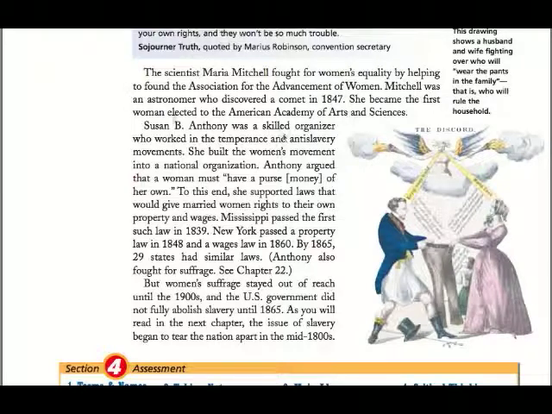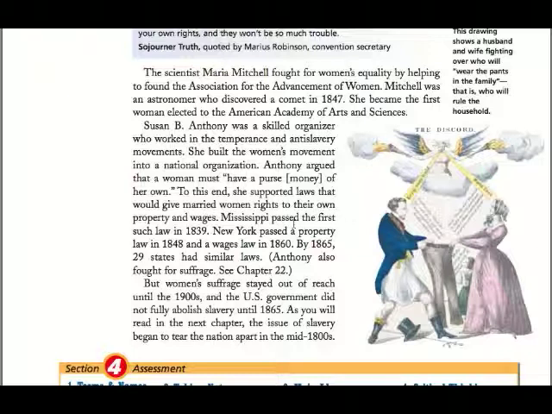Susan B. Anthony was a skilled organizer who worked in the temperance and anti-slavery movements. She built the women's movement into a national organization. Anthony argued that a woman must have a purse or money of her own. To this end, she supported laws that would give married women rights to their own property and wages.